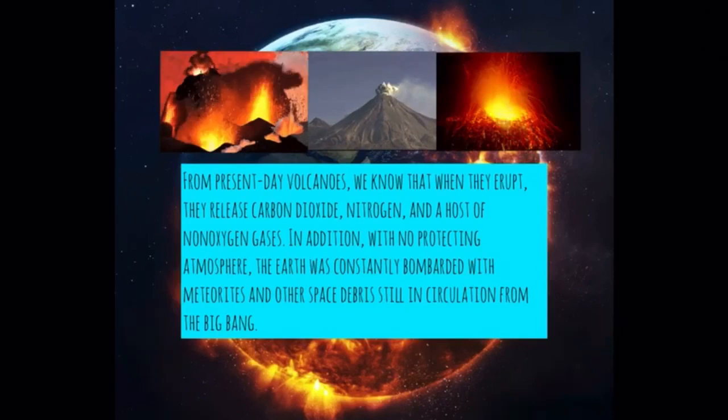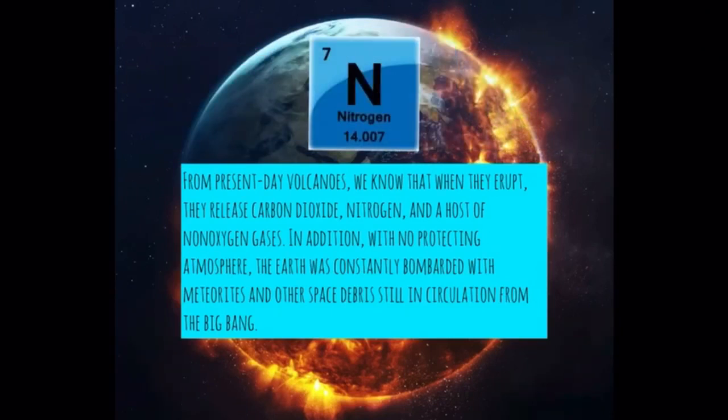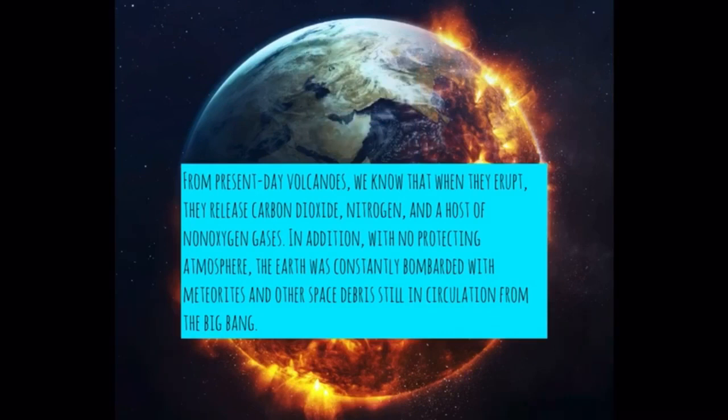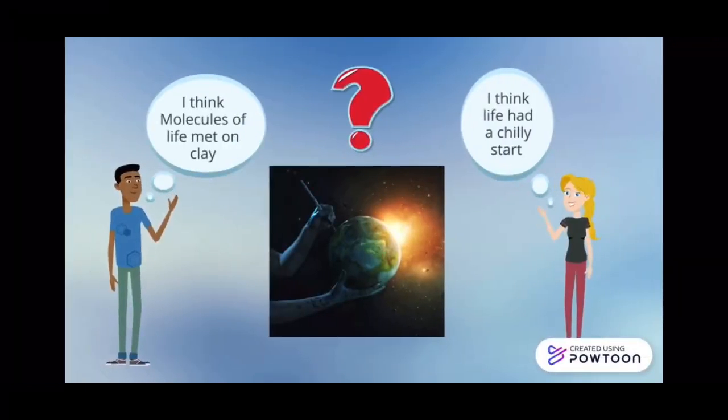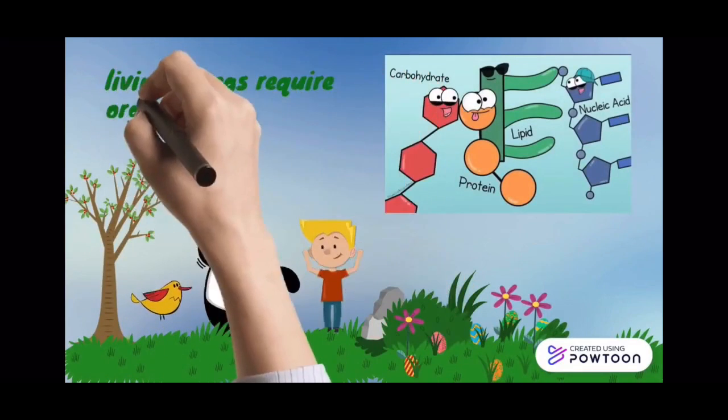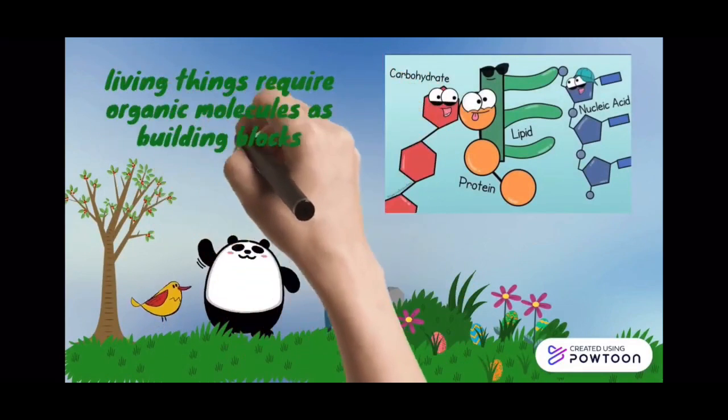From present-day volcanoes, we know that when they erupt, they release carbon dioxide, nitrogen, and a host of non-oxygen gases. In addition, with no protecting atmosphere, the Earth was constantly bombarded with meteorites and other space debris still in circulation from the Big Bang. Even though scientists don't agree on how life on Earth began, it is agreed upon that living things require organic molecules as building blocks in order to survive.